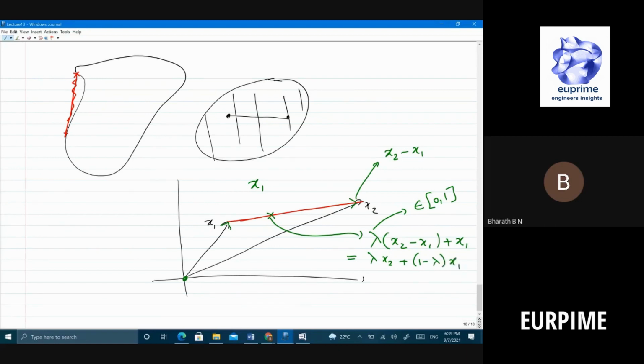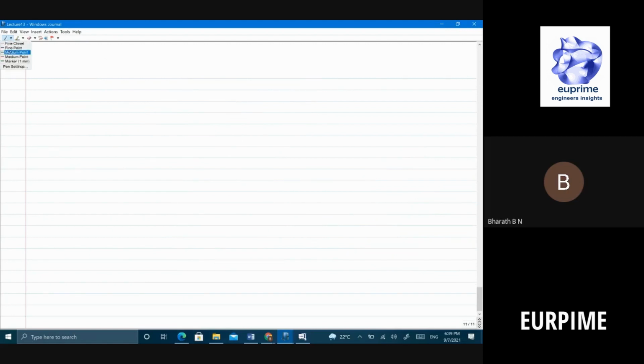Algebraic manipulation. I have done nothing fancy here, okay? I've taken out x1 common. I'll get 1 minus lambda out and then lambda times x2. Or I can also write lambda x1 plus 1 minus lambda x2, right? It doesn't matter, okay? So now this leads to the definition, right?